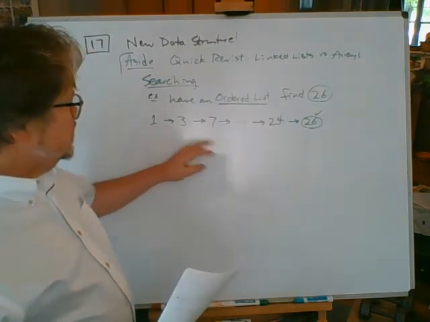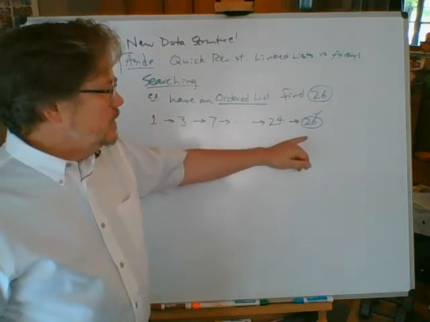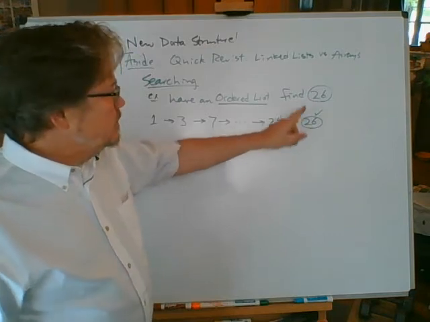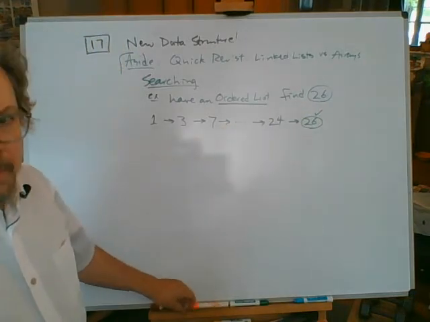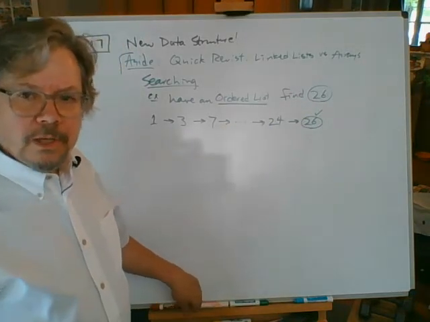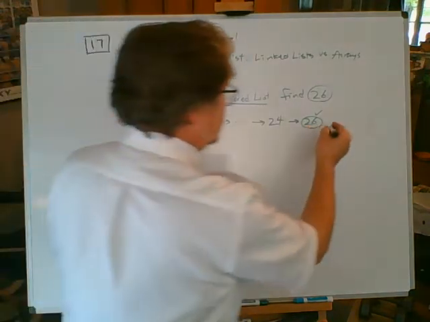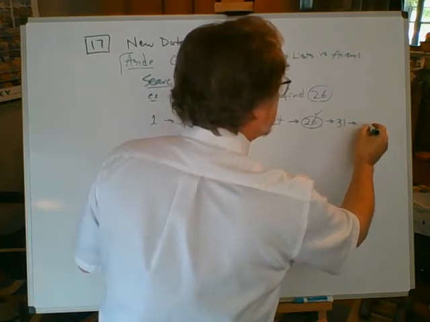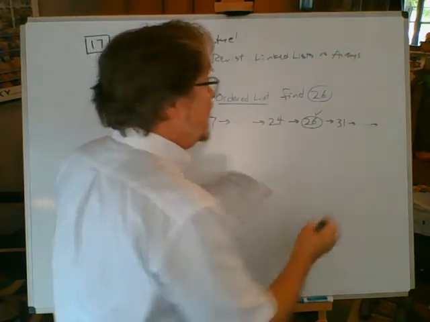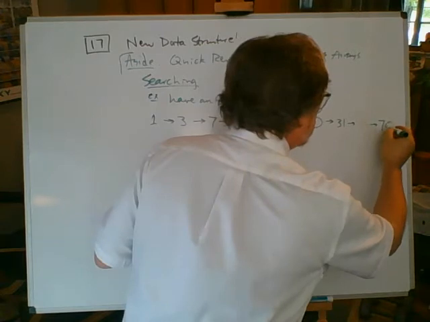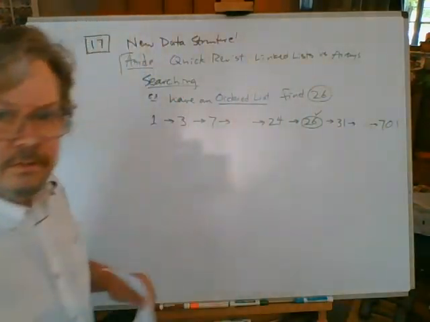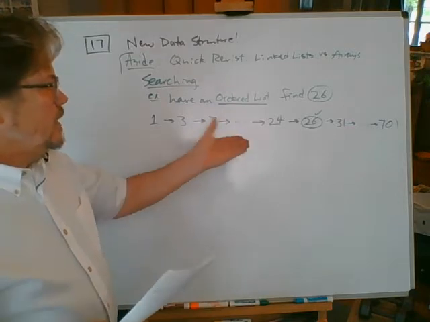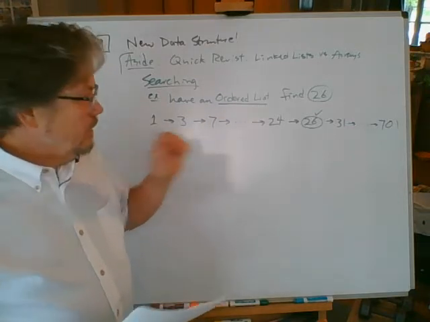Well, if we had 1, 3, 7, yada, yada, yada, 24, and then 27. If we've done a proper job of keeping this in order, when we run into something that's larger than 26, then we know we're not going to find it, and we can return failure at that point. Now, that's not necessarily the end of the list. Maybe after 26, there's 31, and yada, yada, yada, maybe it goes out forever almost, and it ends up at 701. Who knows? We didn't have to look at the whole list. That was a good thing.